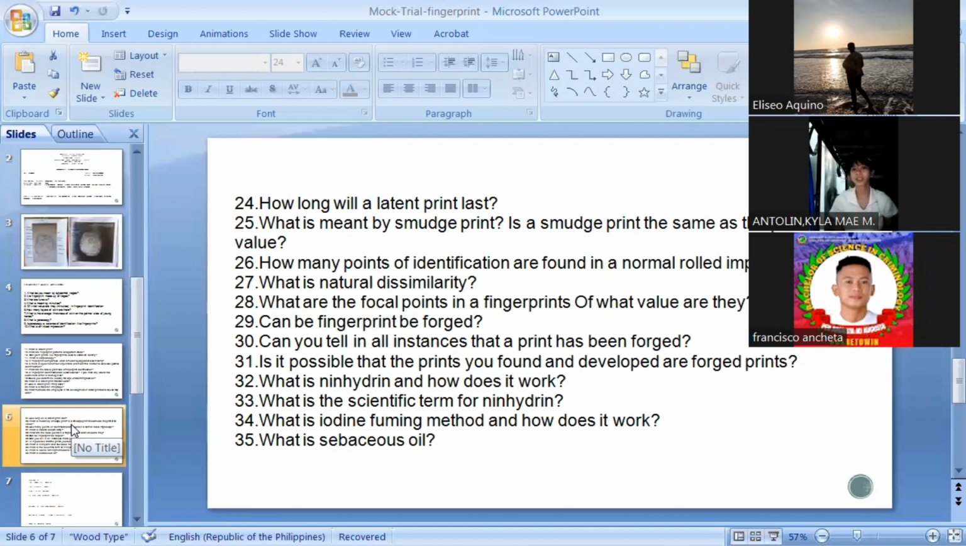And the last number is sebaceous oil, also known as sebum, an oily substance produced by the sebaceous glands in the skin. It acts as a protective barrier and lubricant for the skin and hair. Sebaceous oil can be naturally present in fingerprint residue and may contribute to the visibility and preservation of latent prints.